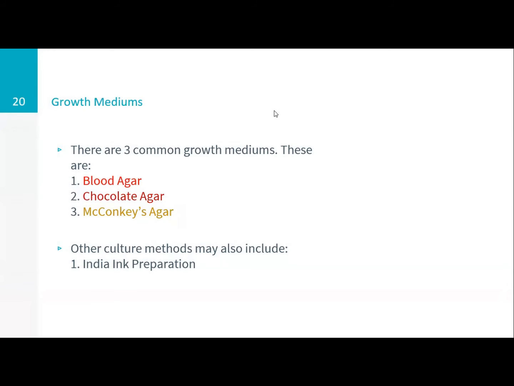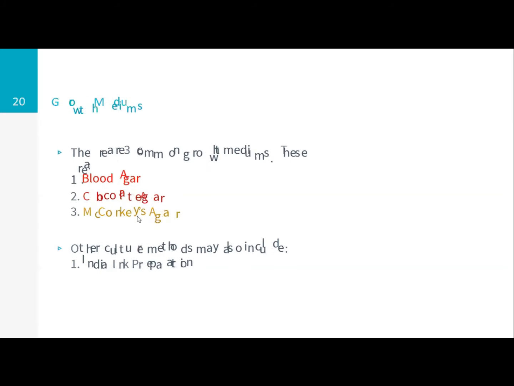So yeah, guys, there are actually 3 growth mediums, all right? And the first being the blood agar, you have the chocolate agar, and you have the McConkey's agar as well. And there are other culture medias that are used, and you have one main one known as the India ink preparation. We'll delve into that later down in the presentation. But the 3 that we are going to be focusing on right now are actually these listed above: blood agar, chocolate agar, and McConkey's agar.